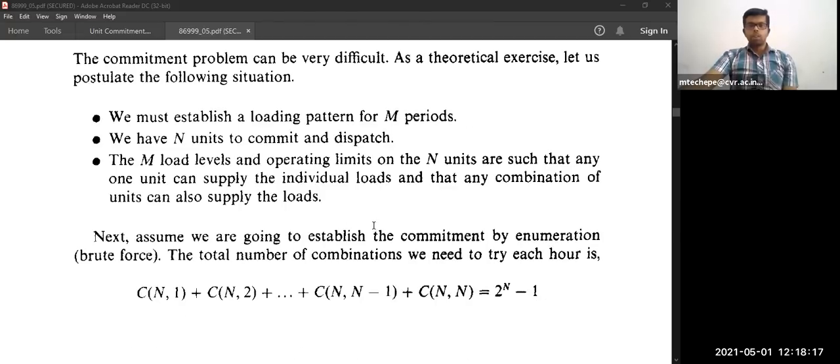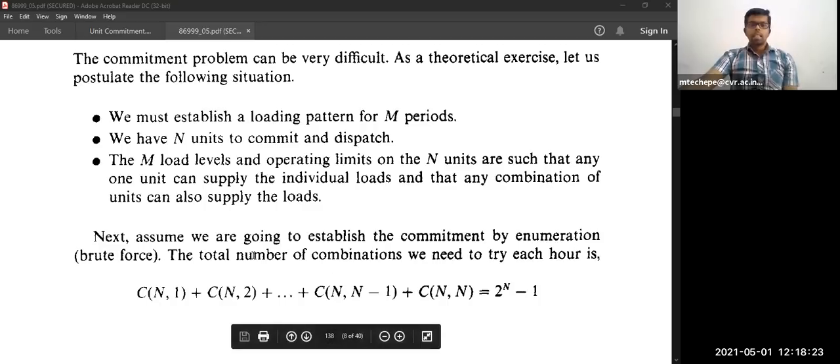Let us assume we are going to establish the commitment by enumeration. The total number of combinations that we need to try for each hour is C(n,1) + C(n,2) + up to C(n,n-1) + C(n,n), which is equal to 2 power n minus 1. So these are the number of combinations we are going to try in every particular hour.